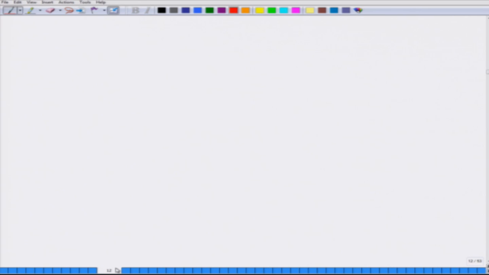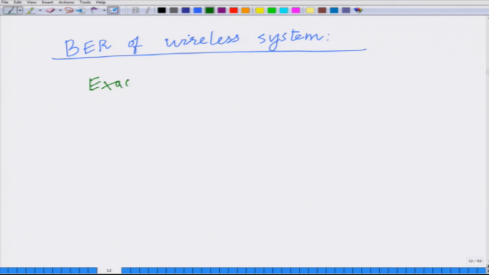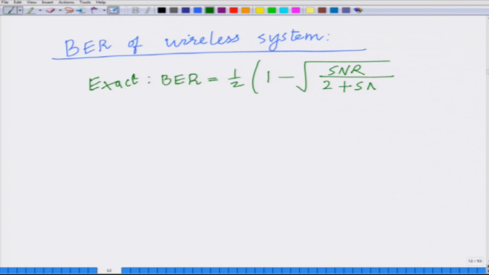So, therefore, we have two expressions for the bit rate of a wireless communication system. In this module, let us summarize the bit rate of a wireless system. The first formula is the exact formula. The exact expression for the bit rate equals half 1 minus square root of SNR divided by 2 plus SNR, and then we also have an approximate expression. In the approximate expression, the bit rate equals 1 over twice SNR.